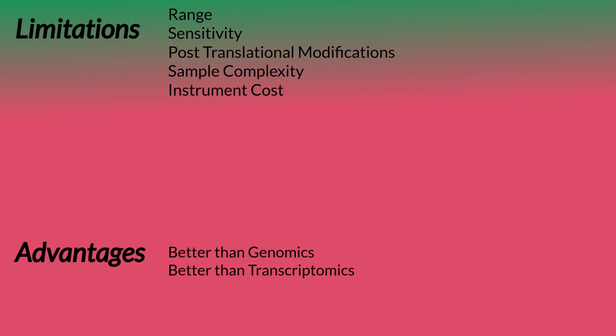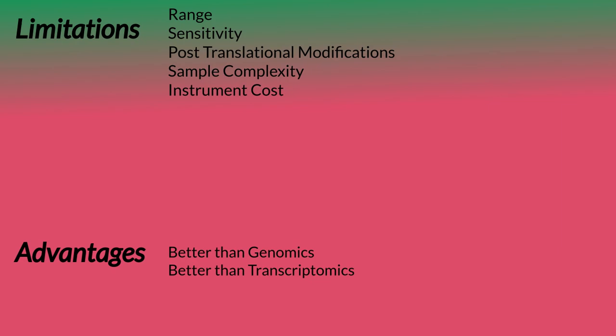Sensitivity. Detecting low abundance proteins, especially those involved in signaling pathways or disease biomarkers, can be challenging. The sensitivity of current proteomic methods may not be sufficient to capture the entire proteome, particularly for proteins present in low concentrations. The identification of post-translational modifications. Proteins undergo various post-translational modifications such as phosphorylation, glycosylation, and acetylation, which play crucial roles in cellular regulation. Identifying and characterizing these modifications accurately is a complex task and often requires specialized techniques.